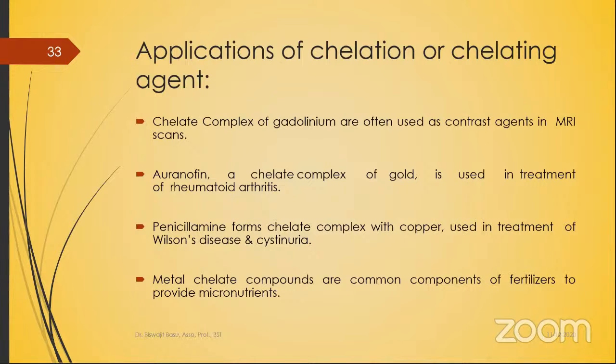Then these metal chelate compounds are common components of fertilizer to provide micronutrients to the plant. Okay? Metal chelate compounds are common components which can be used as a fertilizer to provide micronutrients to the plant. So all these are the various types of applications of chelate. Okay, so applications of chelate, examples of chelate, try to remember these well.